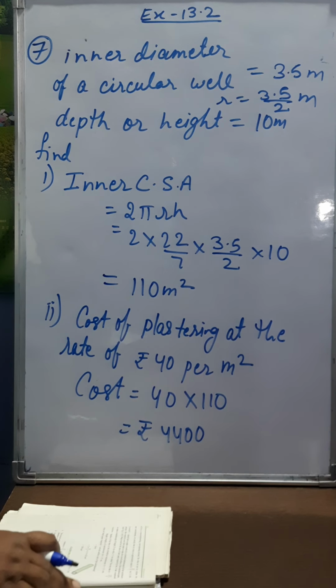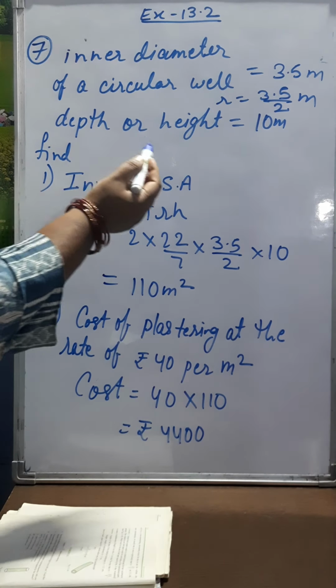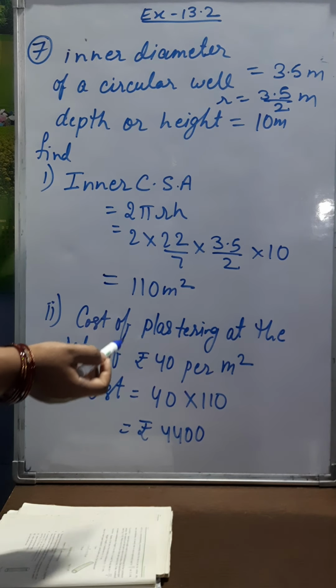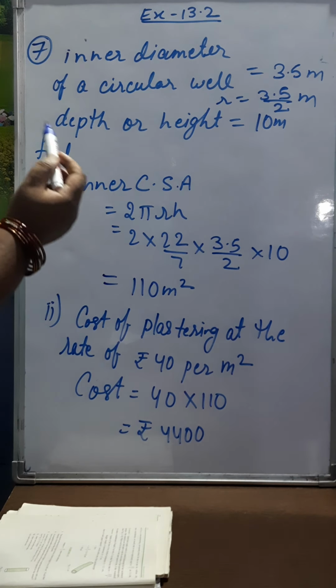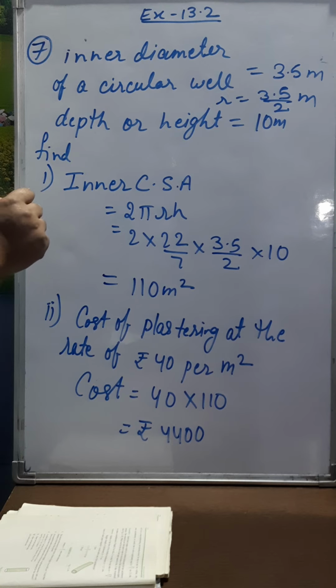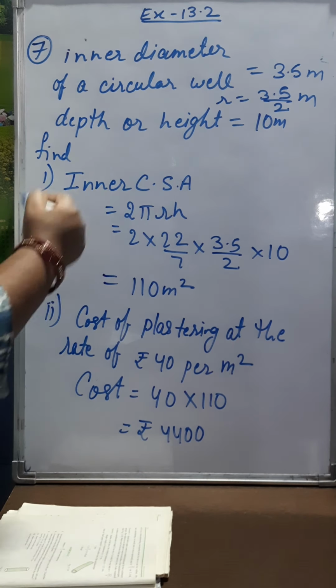Question number 7 says, the inner diameter of a circular well is 3.5 meter. It is 10 meter deep. We have to find its inner curved surface area and the cost of plastering its curved surface area at the rate of rupees 40 per meter square. So here the inner diameter is given to you, which is 3.5 meter. So first we will calculate its radius, which is 3.5 by 2. The depth of the well is given, and depth will be considered as height also. So it is 10 meter.